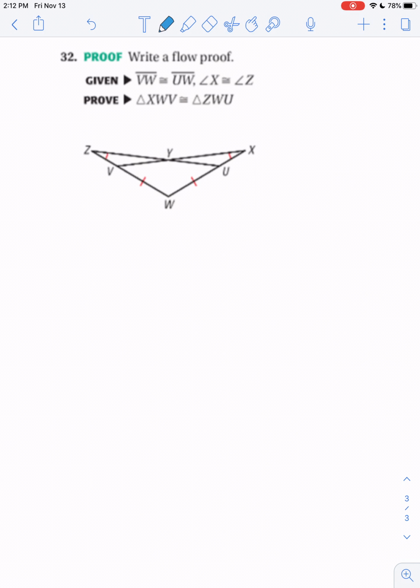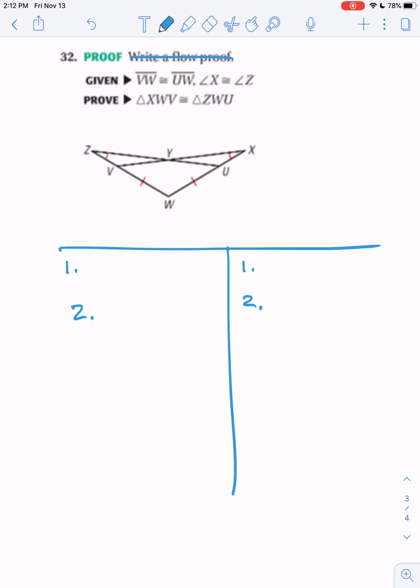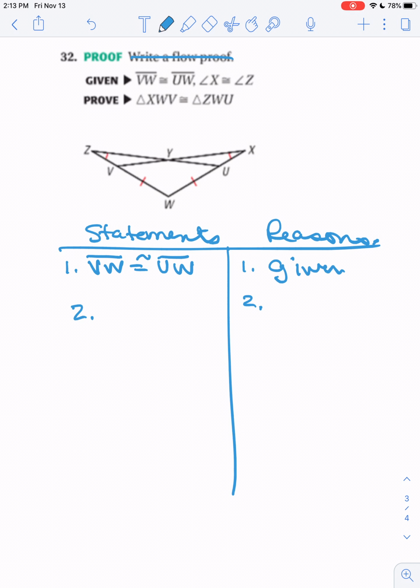They ask us to write a flow chart proof. We're just going to do our regular two-column proof. Okay, this is where we first start to write our very own proofs. And these are the statements, and the right side are our reasons. All right. So again, we start with our given. We're given that VW is congruent to UW, and that's a given. We may want to put all of our givens in. We may separate them. Let's just see what we have.